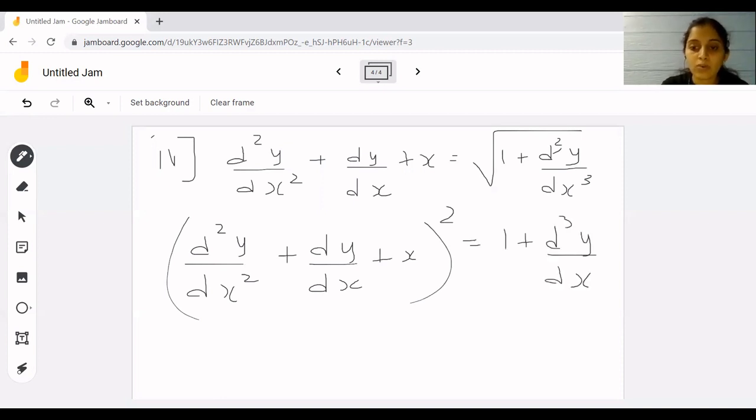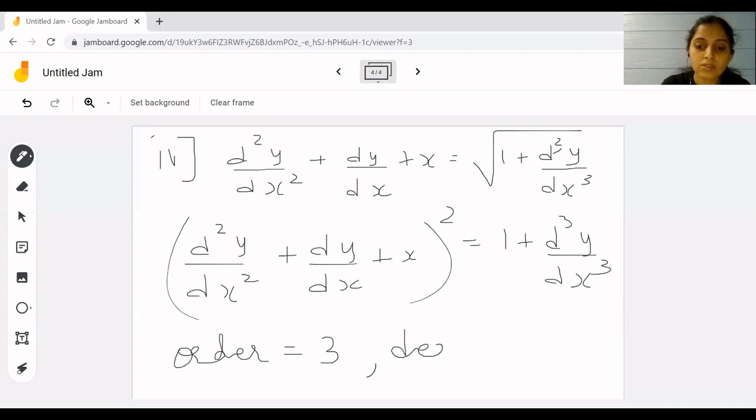Okay, now what is the order again? So order is the highest order derivative, that is 3. If you can see on the right side, it is 3. And then what is the degree? What is this highest order derivative raised to? 1. So degree would be 1. Okay, this is your fourth question.